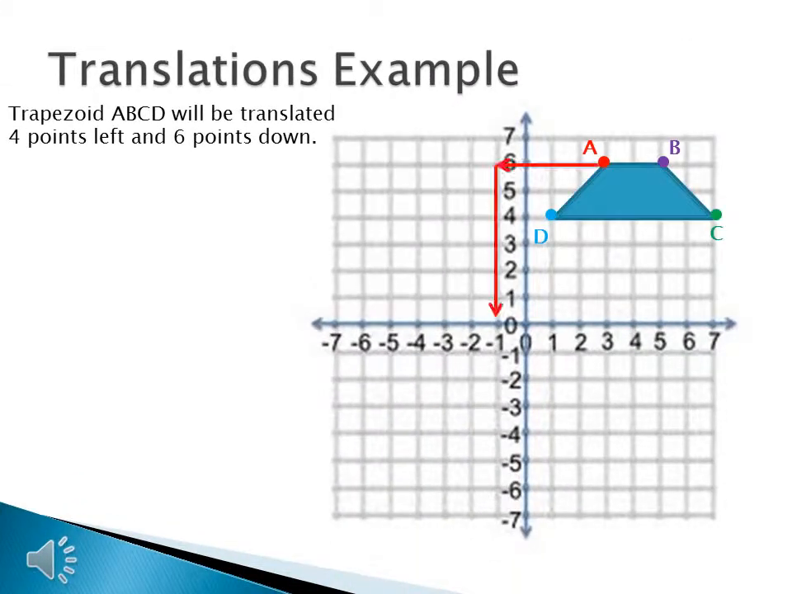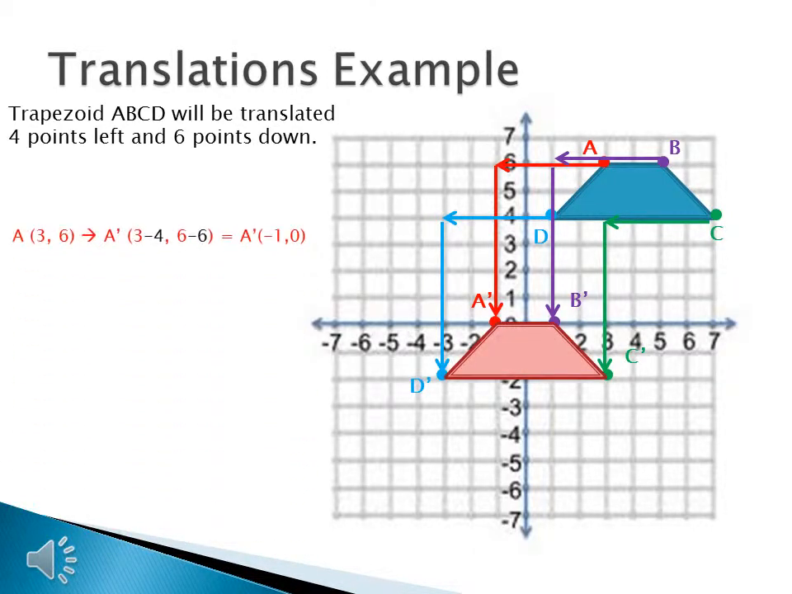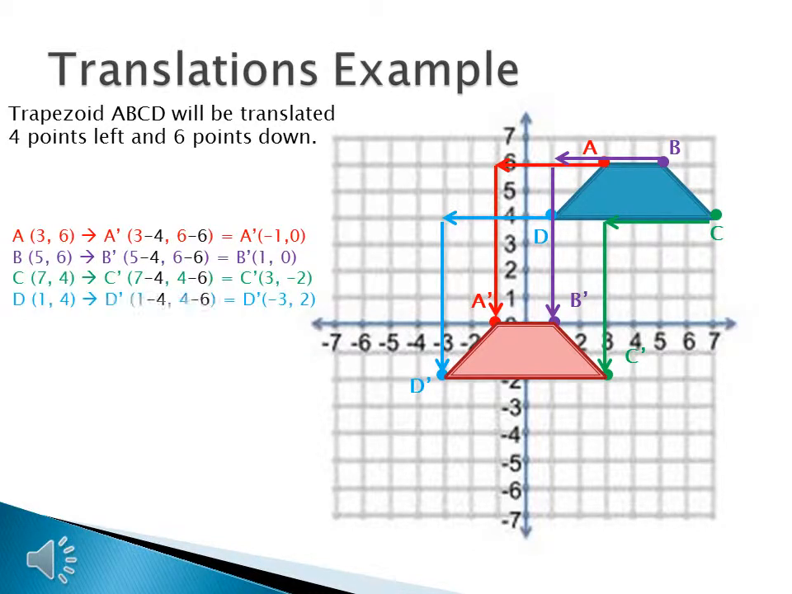In this example, we're going to translate our trapezoid ABCD, 4 points to the left and 6 points down. Now on your graph, that simply means you take each point, you move it 4 points to the left, you move it 6 points down, and you have your new point. So we do that for all 4 of the vertices of our trapezoid.